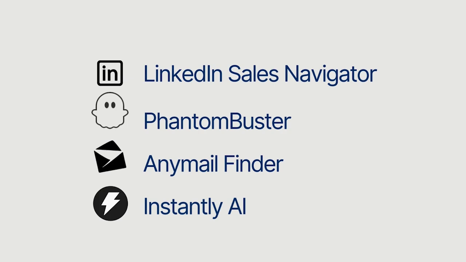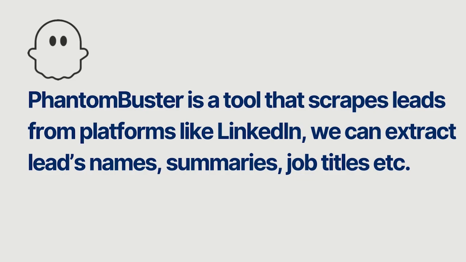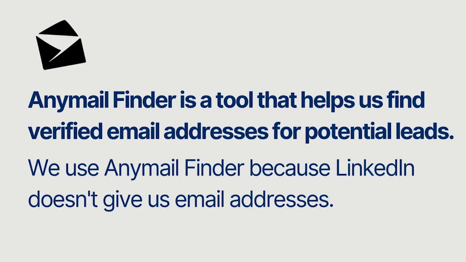So first of all, I'm gonna walk you guys through the platforms that you're gonna be needing. Okay guys, so the platforms that we're gonna be needing are going to be LinkedIn Sales Navigator, Phantom Buster, an Email Finder, and Instantly.ai. LinkedIn Sales Navigator is a lead sourcing tool that helps you find and connect with potential businesses and leads on LinkedIn. And Phantom Buster is a tool that scrapes leads from platforms like LinkedIn so we can extract leads' names, summaries, job titles, etc. And an Email Finder is a tool that helps you find verified emails for potential leads.